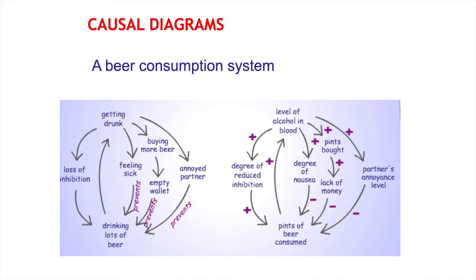Now, there are many different ways of drawing causal relationships depending on what you want to do, the kinds of components, and how certain you are of the causal dynamics. And here are two, for example, that are of exactly the same situation, basically getting drunk. One focuses on events and states: getting drunk, buying beer, annoying your partner. And the other one is of variables that are associated with those particular events or states.